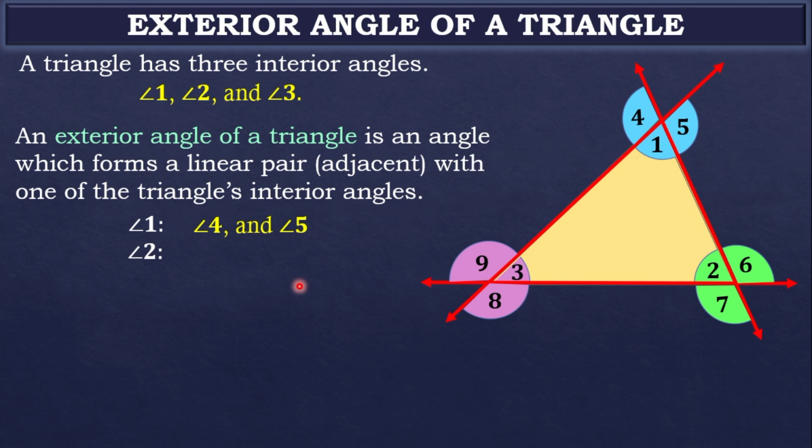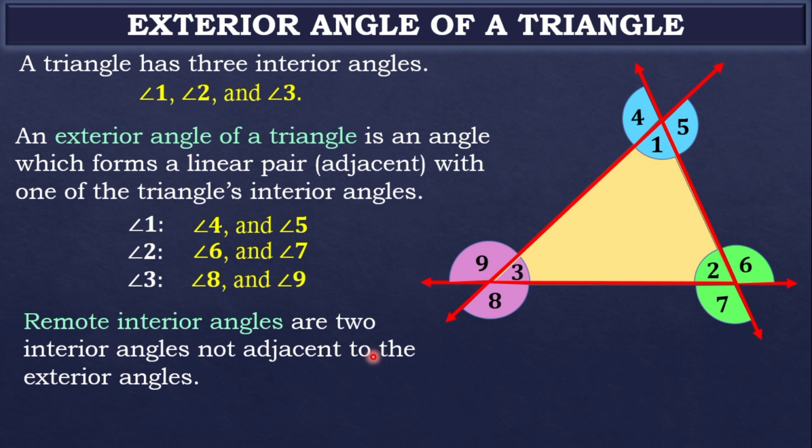Now, let us give the exterior angles of angle 2. So, we have angle 6 and angle 7. For angle 3, we have angle 8 and angle 9.